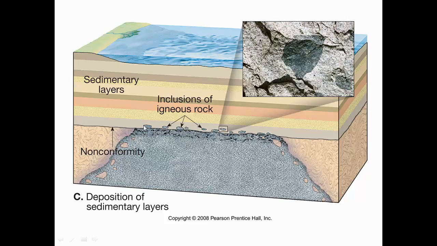On the other hand, the inclusions of the igneous rock within the overlying sedimentary layer, this was an old erosional surface, this nonconformity. It was exposed on the surface, and the intrusion was eroded to provide all these pebbles on the surface. And then the sediment accumulated around these surface pebbles. And when the sediment lithified into a rock, those pebbles were inclusions within the rock.